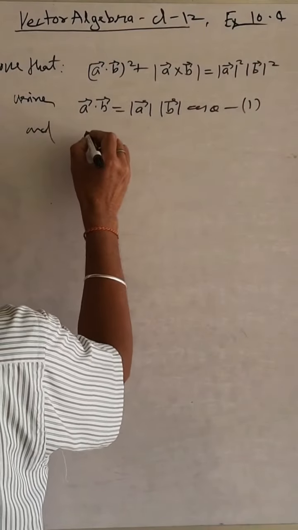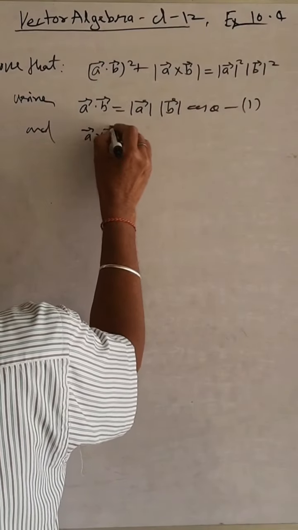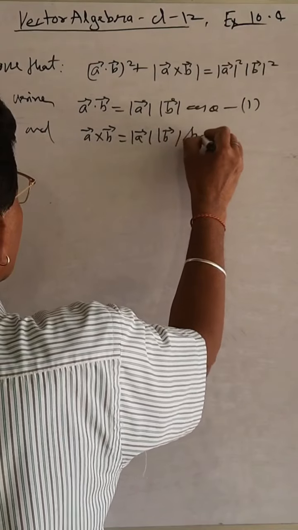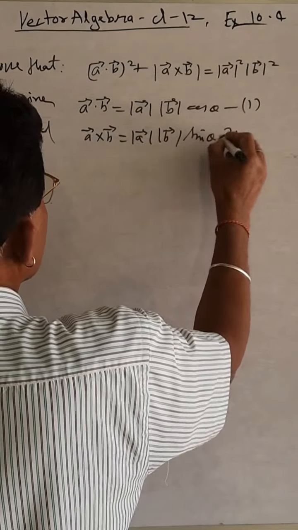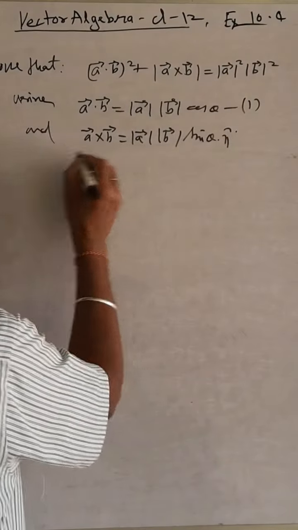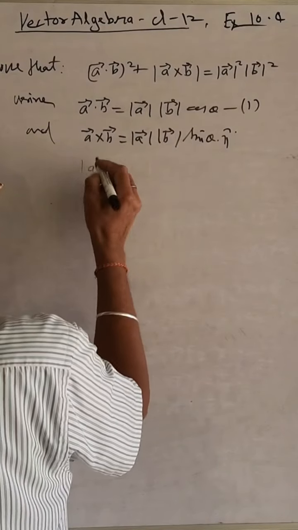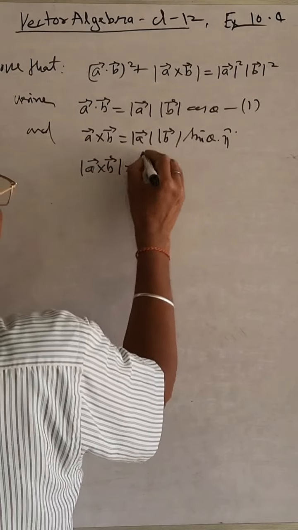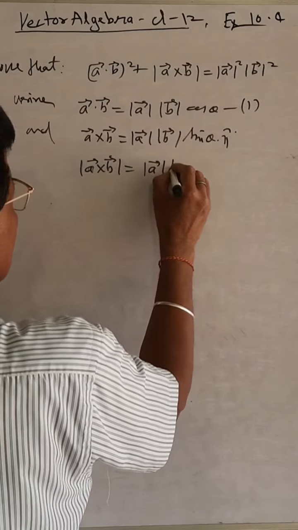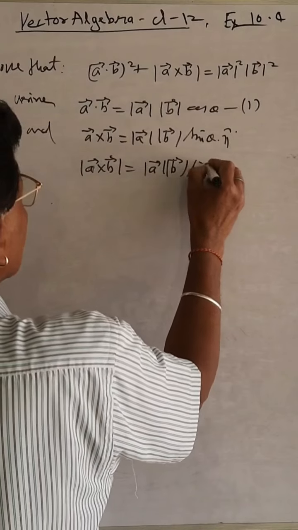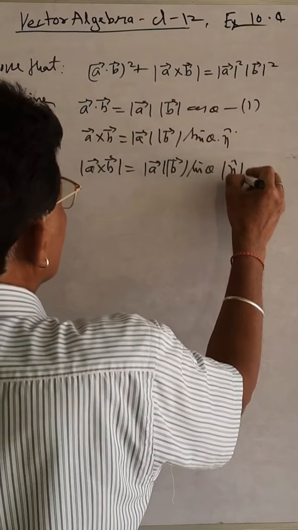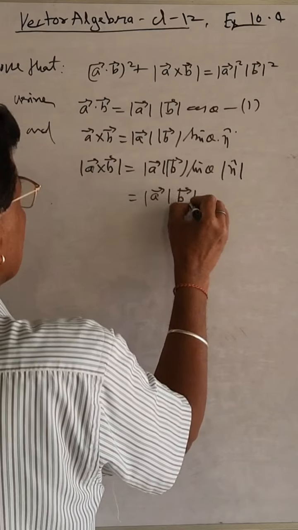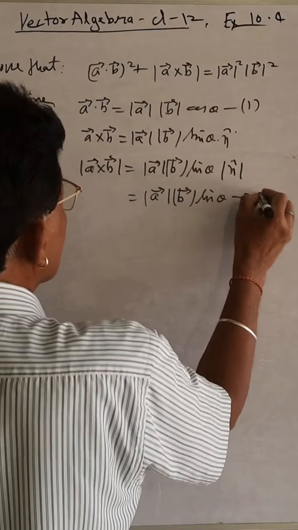And similarly, you will have to use the cross product of two vectors, which will be equal to magnitude of A and magnitude of B, multiplied by a unit vector. I am not going to draw the figure because there will be different figures. But you take the magnitude on both sides. Magnitude of A cross B will be equal to magnitude of A, magnitude of B, and sin theta, and the magnitude of the unit vector will be equal to 1. That is why its value is magnitude of A and magnitude of B sin theta. It is equation number 2.